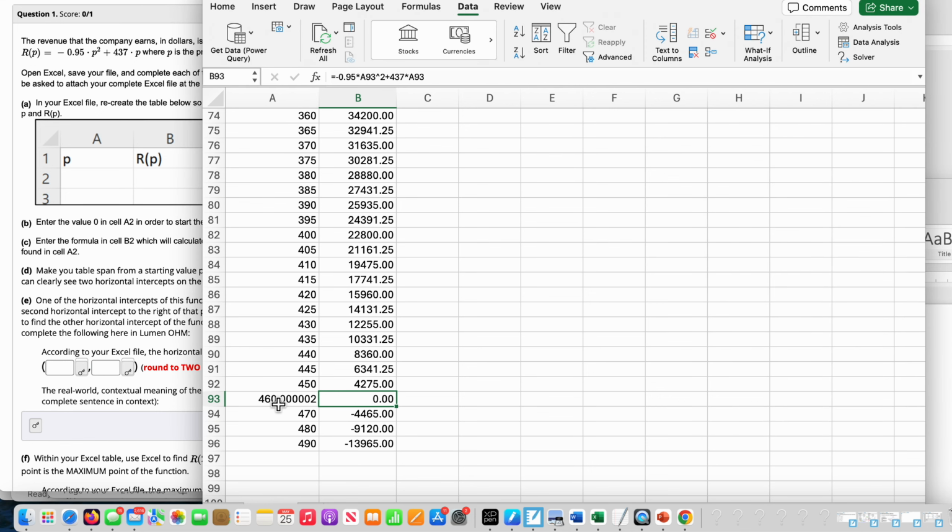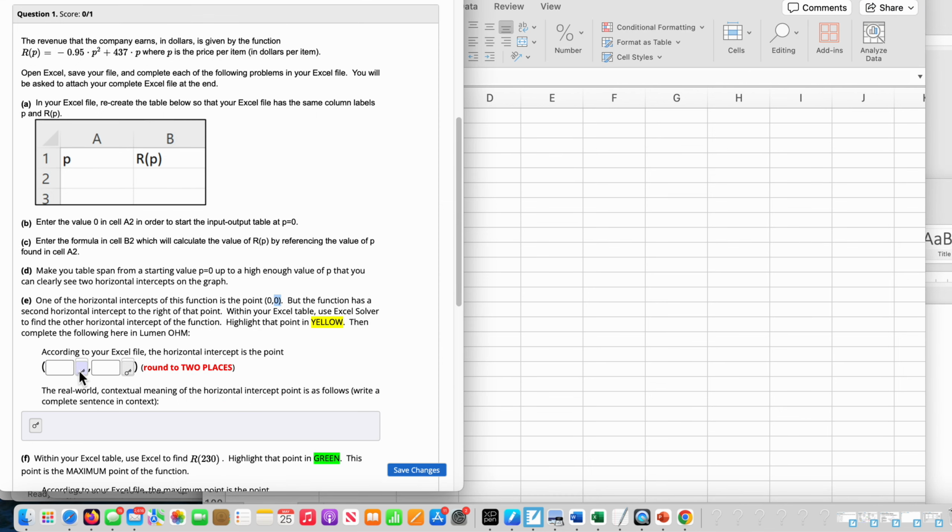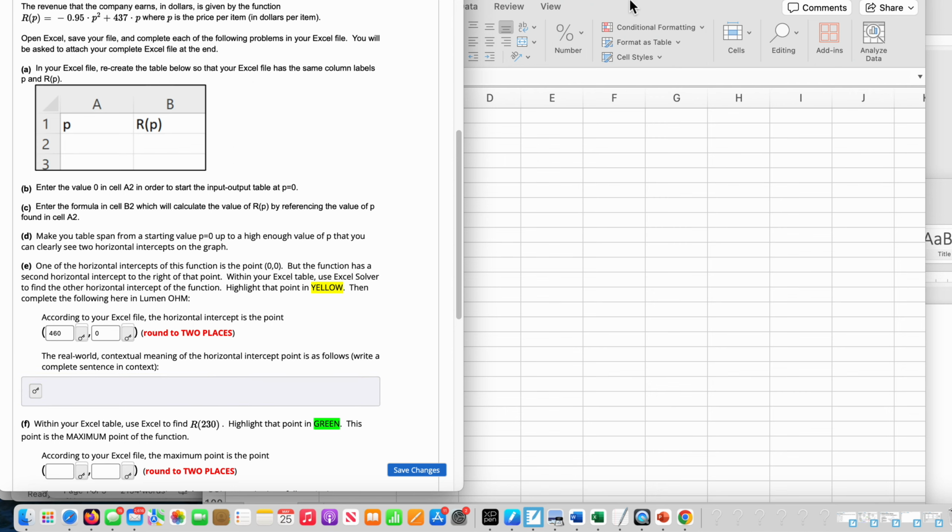Okay, so now it has given me, I want to make that yellow. Okay, so now I can see when I have an output of 0, or the horizontal intercept is 0, I have an input of 460. So here I would just enter 460 and 0.